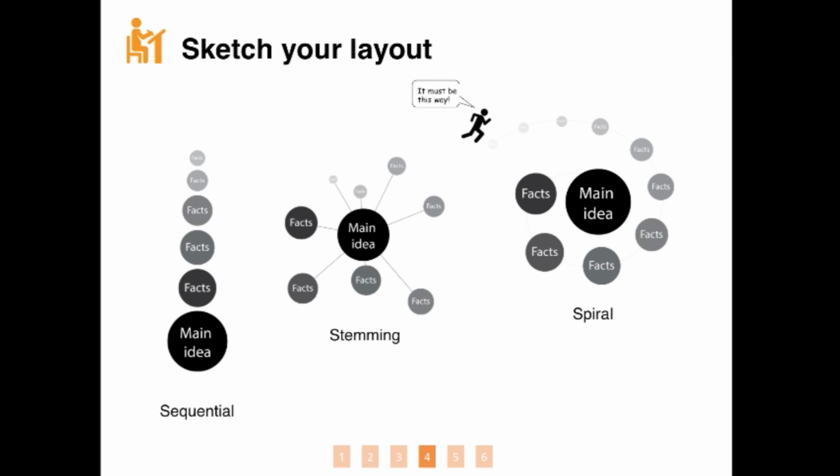Step 4 is to sketch your layout. It's important to have a basic design to work from. The most common layouts used are sequential, where the facts lead up to the main idea, stemming, which starts with the main idea and its supporting facts surround it or stem from it, and spiral, which you follow the facts until you eventually wind up at the center at the main idea.